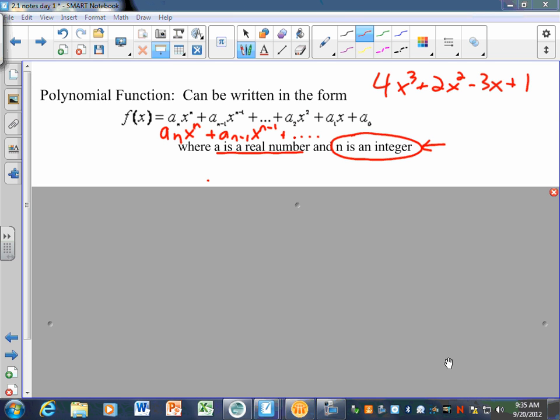What I want to know is, what are my restrictions on polynomials? If n has to be an integer, what can't I have in the exponent part? Yeah, integers really do include negatives, but you're right, we can't have negative exponents there. All right, let's write this: no negative exponents. Integers do not include fractions or decimals, so you could never have a fraction or a decimal in your exponent if it's a polynomial.